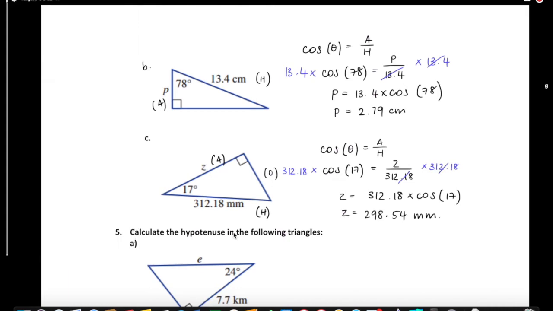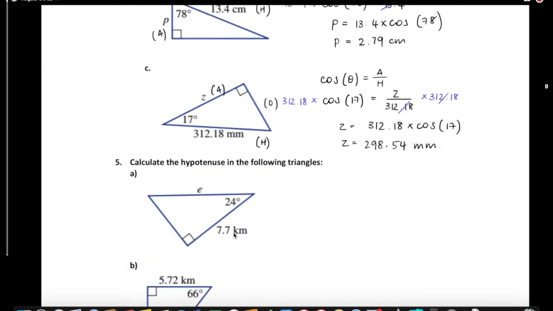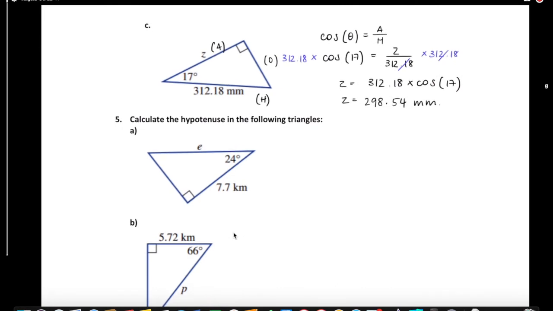All right, so in the next question, we're asked to calculate the hypotenuse of the following triangles. So we'll start by labeling our sides again. So we know that 7.7 kilometers represents our adjacent length, and this time our hypotenuse is represented by the variable E. So here what we're going to do, I'm going to start by writing out the equation as I have in the past, and that's purely to get you guys familiar with the elements of what is required for the cosine function.